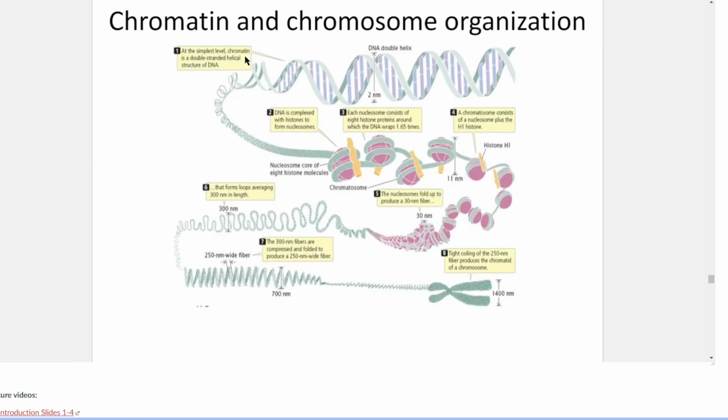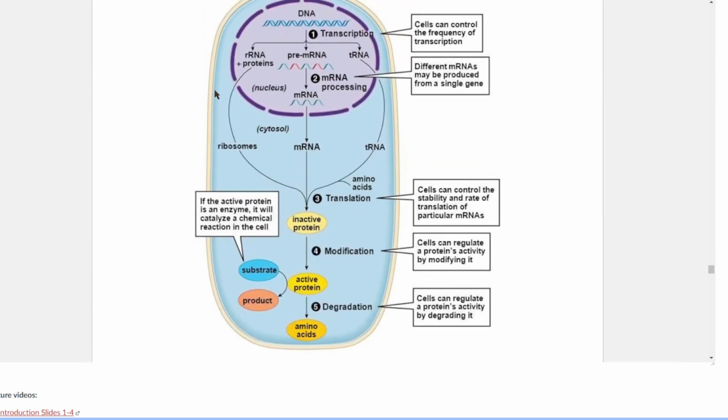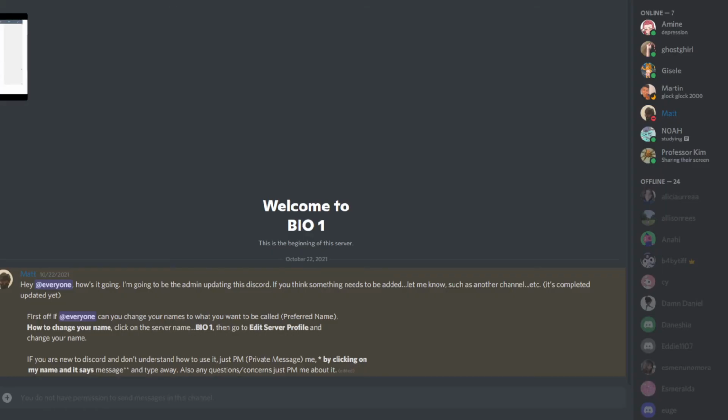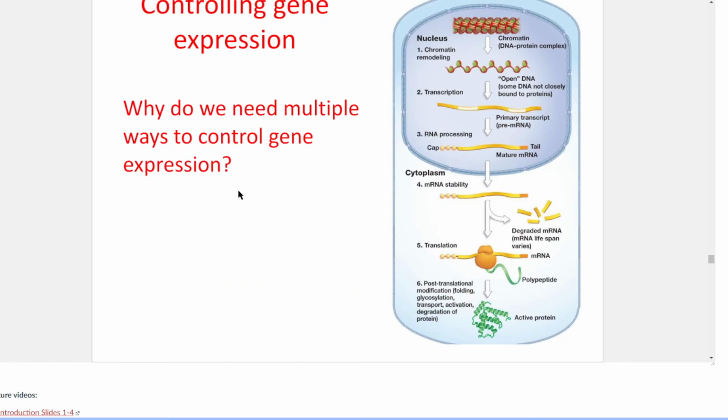So, chromatin and chromosome organization. So, we talked about this. Yeah, can you go up a little bit? This picture? Yeah, some more. Some more, please. More? This one?